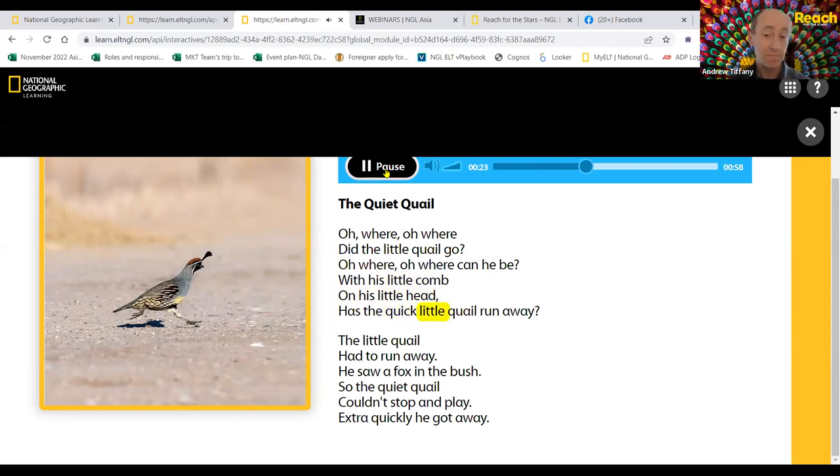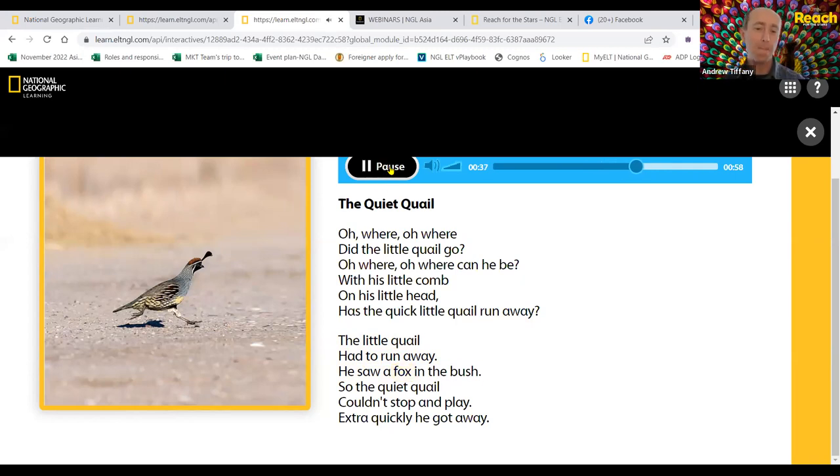Has the quick little quail run up? Oh, what's that word? I was a bit slow, wasn't I? Away. Very good. Two more. Here we go. Away. To run away, he saw a... Oh, what's that next word? A fox. Very good. A fox.